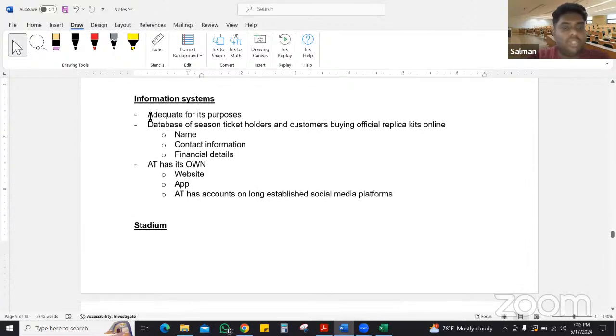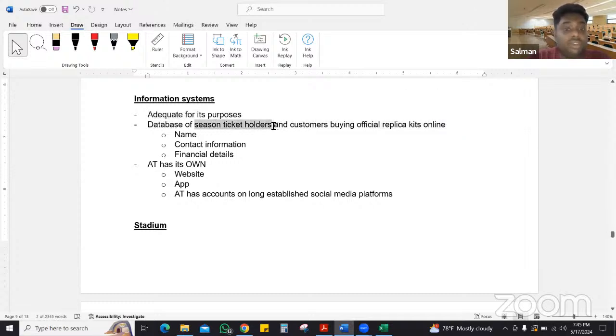Information systems, adequate for its purposes. They have stated the information system is adequate for its needs. It has a database of season ticket holders and customers buying official replica kits online. The club is able to acquire the database of ticket buyers, season ticket buyers.